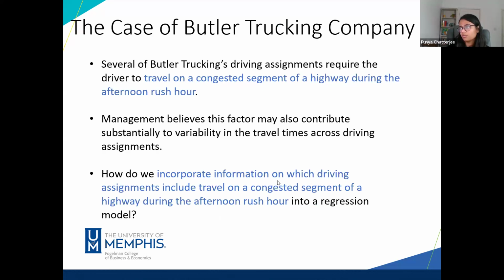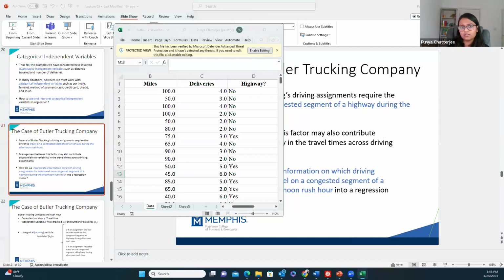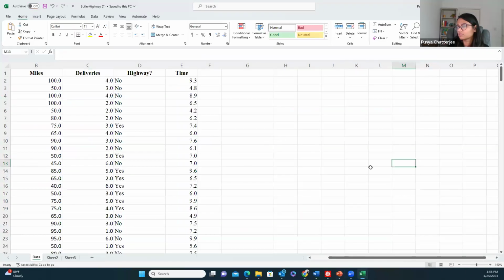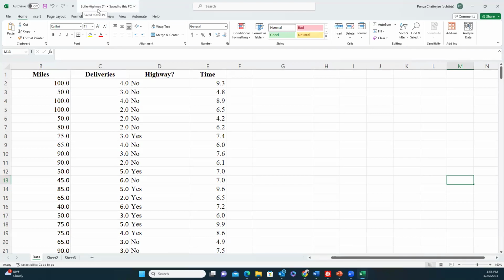So for this part, we are going to look at the data set called Butler Highway. So this is the data. I'm just going to give you a few minutes to pull up the data. Real quickly, are these worksheets on Canvas? Yes. Okay, perfect, it's called Butler Highway. Excuse me, are we supposed to be turning these in, or are they just for practice? Just for practice, yeah. Thank you.